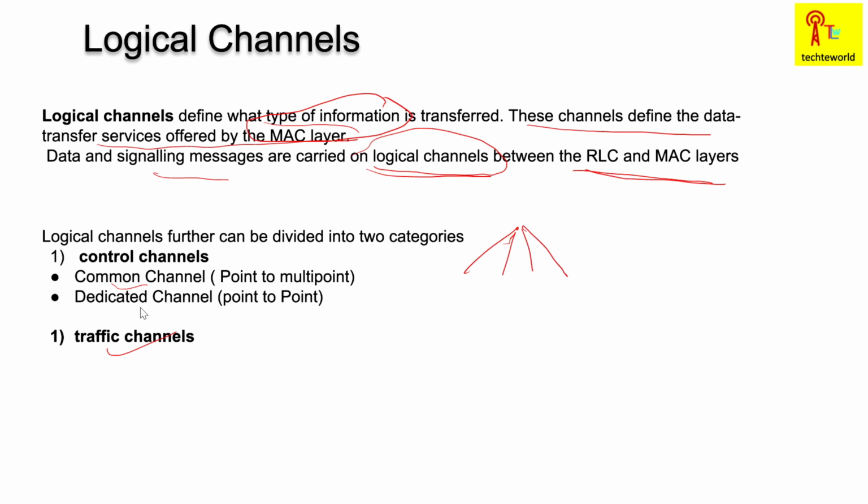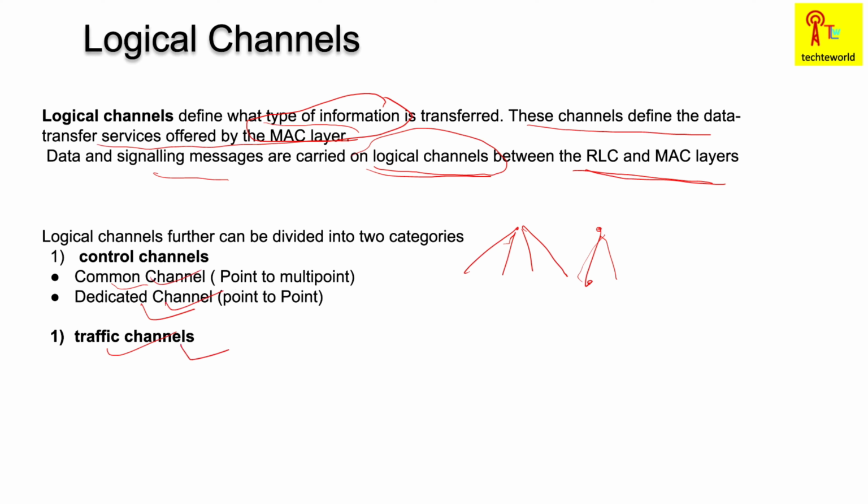Similarly there is the dedicated channel which is point to point, meaning it is specific to a particular user in a cell. It is specific to one single user. It means that it is basically point to point. It will communicate from one point to another point only, it will not go to other points. So this is very important. What is the meaning of this common channel and dedicated channel?